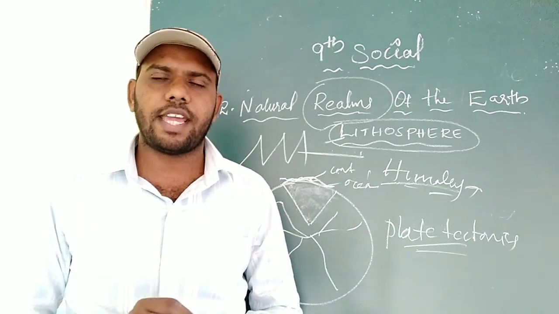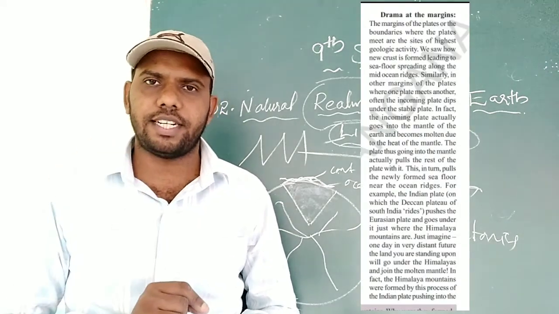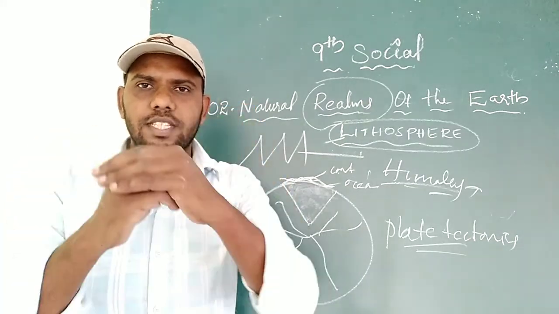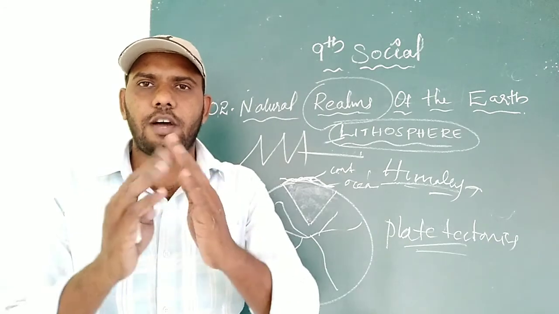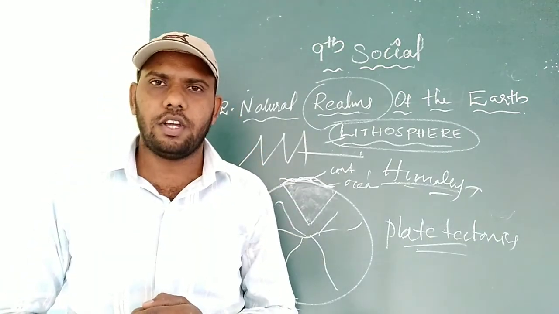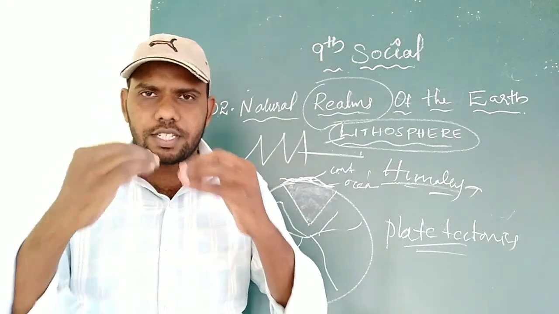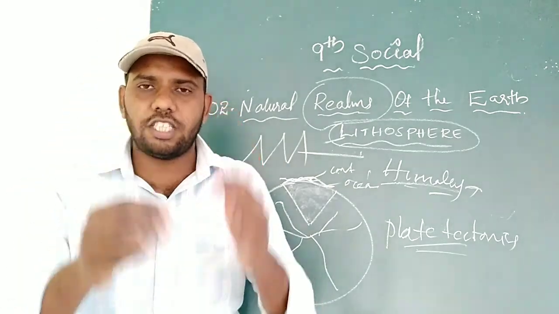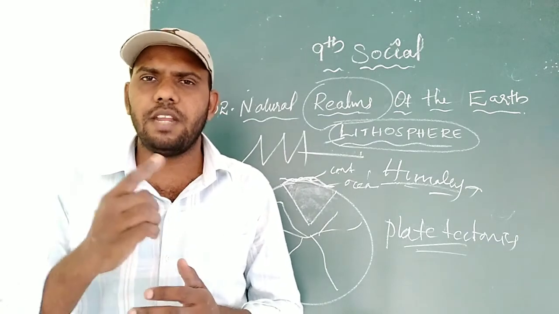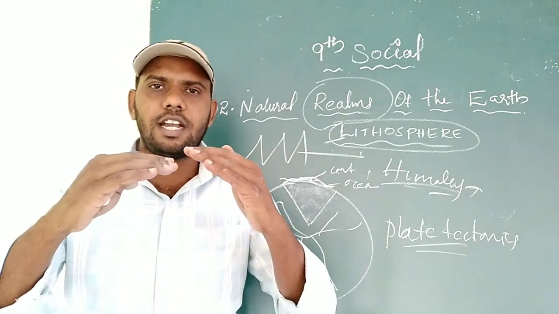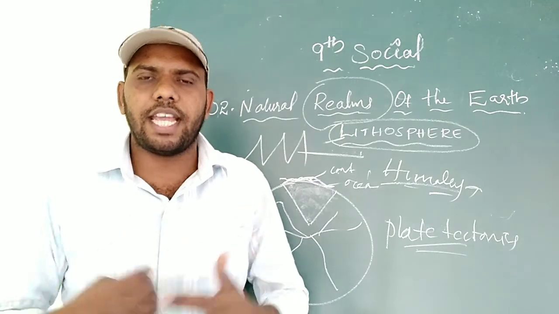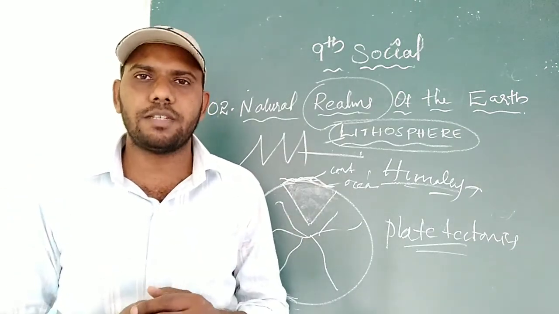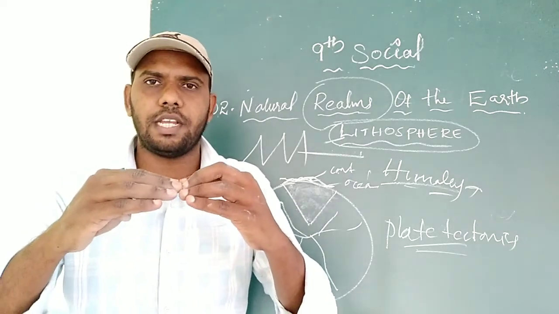The next topic here, you can see, is drama at the margin. This topic we have already completed. We know that when the minor plate hits the major plate, large mountains are formed. This process is still continuing now. Even in the Himalaya region, we observed that many earthquakes are occurring. That means the plates are slowly moving. But we cannot identify that movement because we are part of that region. So it's happening, okay or not?